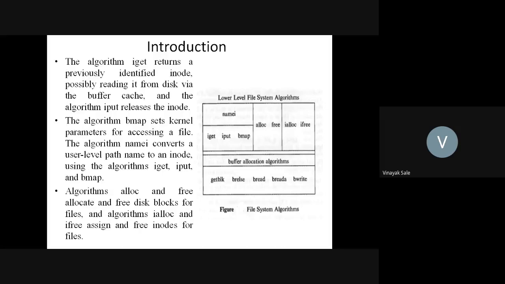So in this chapter, we are going to see the algorithms such as IGET, IPUT, BMAP, alloc, free, ialloc, and ifree. The algorithm IGET returns a previously identified inode, possibly reading it from disk via the buffer cache, and the algorithm IPUT releases the inode.